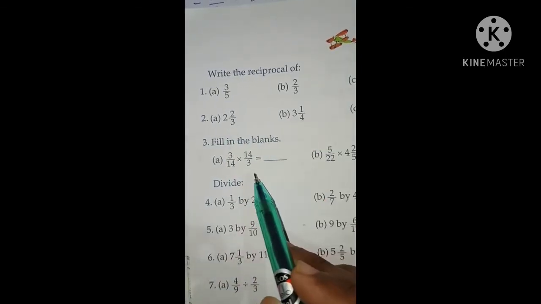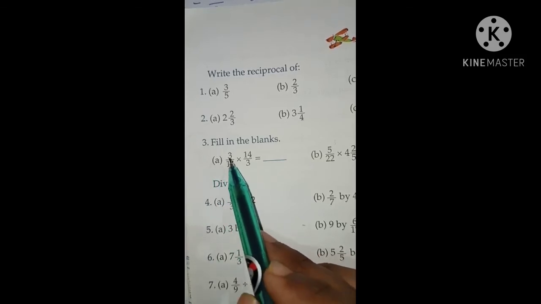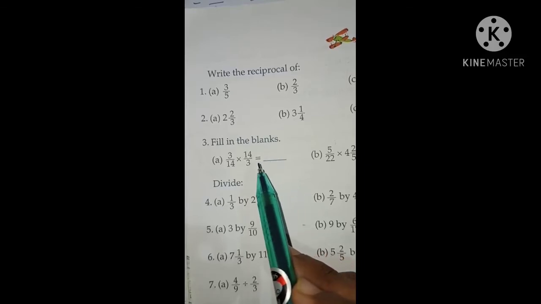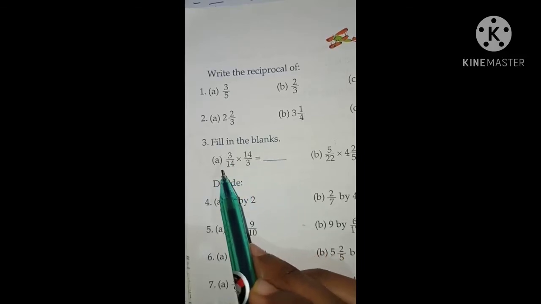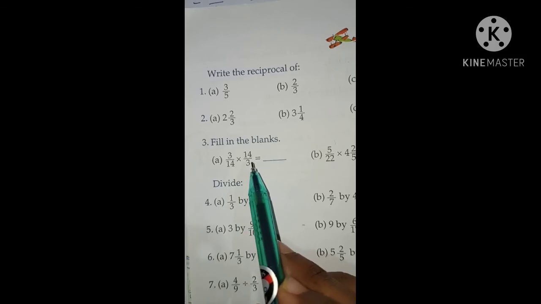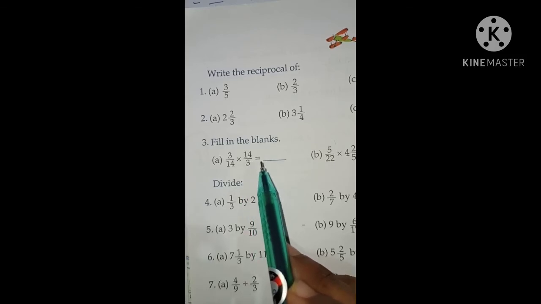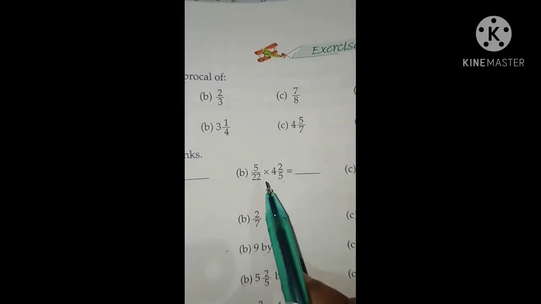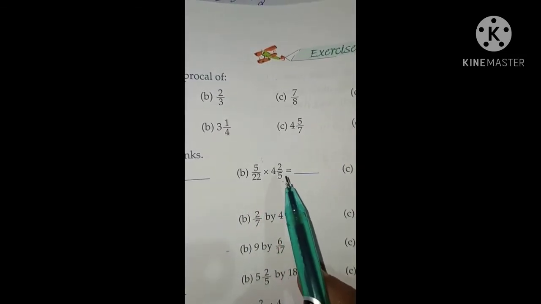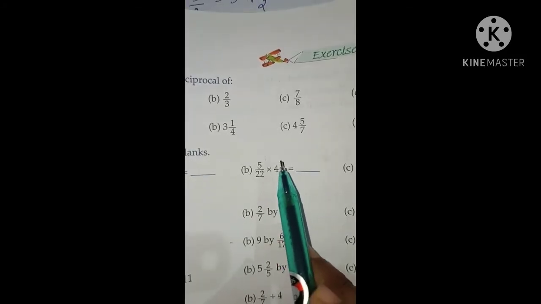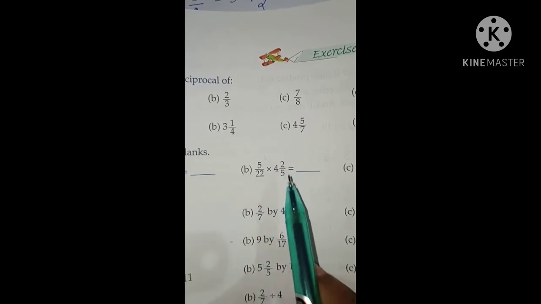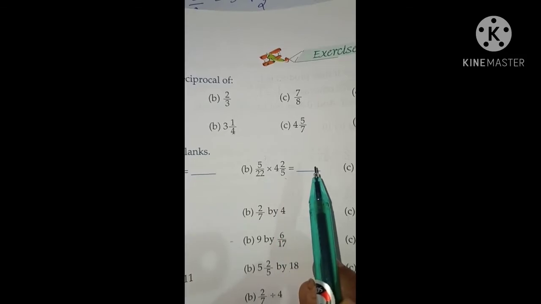Question number 3 is very easy. See here it is written: 3 by 14 into 14 by 3 is equal to dash. I told you now, whenever you write the reciprocal of a number, then their product will always be 1. So here the result will be 1. Similarly the next question, 5 by 22 into 4 whole 2 by 5. You should change this into an improper fraction. You will get 5 fours are 20 plus 2, 22 by 5. So the reciprocal of 5 by 22 will be 22 by 5. So here also the product will be 1.